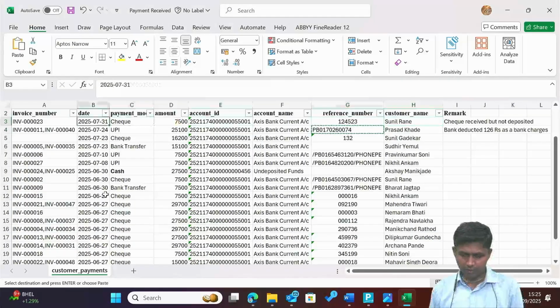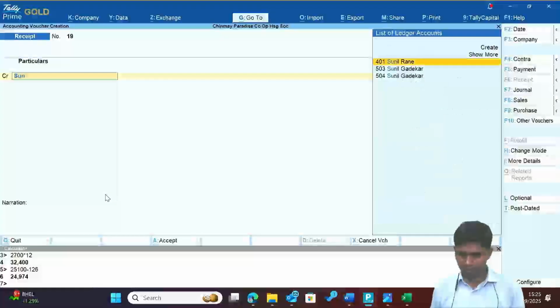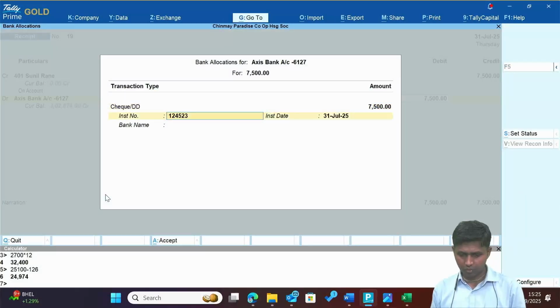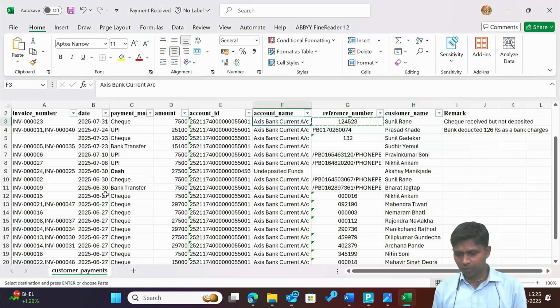And then the last transaction from Sunil Rani on 31st July. 31st 7 from Sunil Rani. We have got 7,500. Access Bank instrument number. Enter. Okay. We have received the check, but not deposited it.